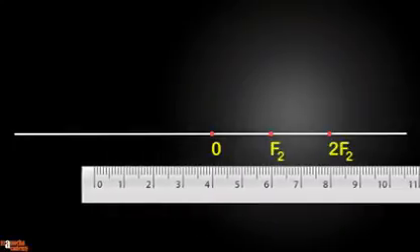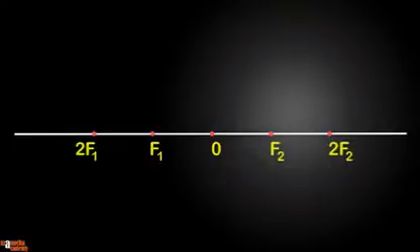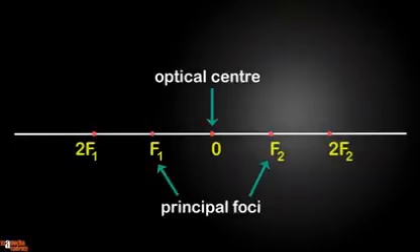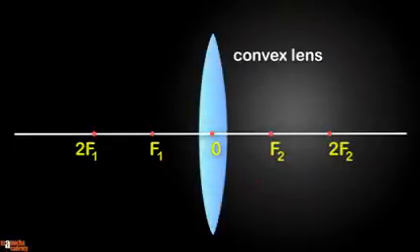Similarly, on the left side, mark F1 and 2F1 using the same distance. O is the optical center of the lens, and F1 and F2 are the two principal foci of the lens. Now draw the convex lens. You can roughly sketch the lens or use a compass to draw the two arcs of the convex lens. Make sure that the lens is thin. Don't draw a thick lens.